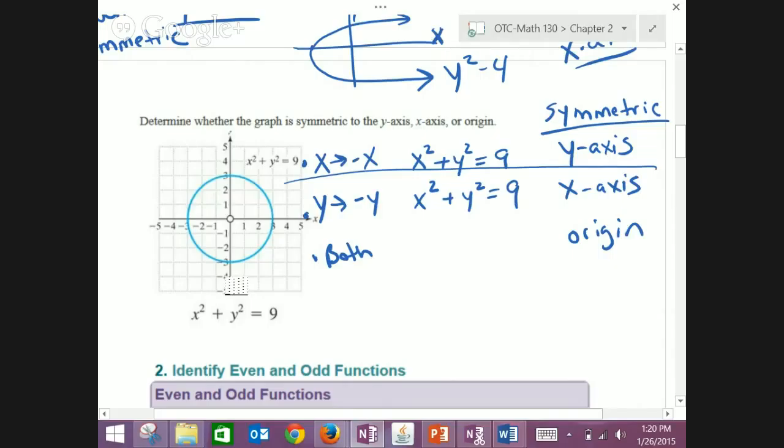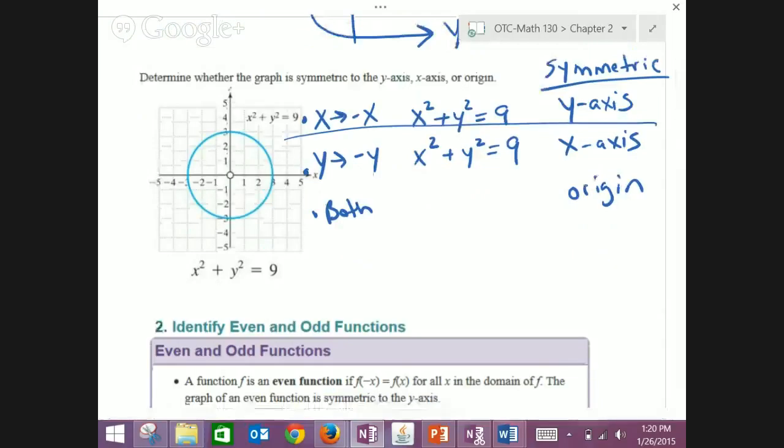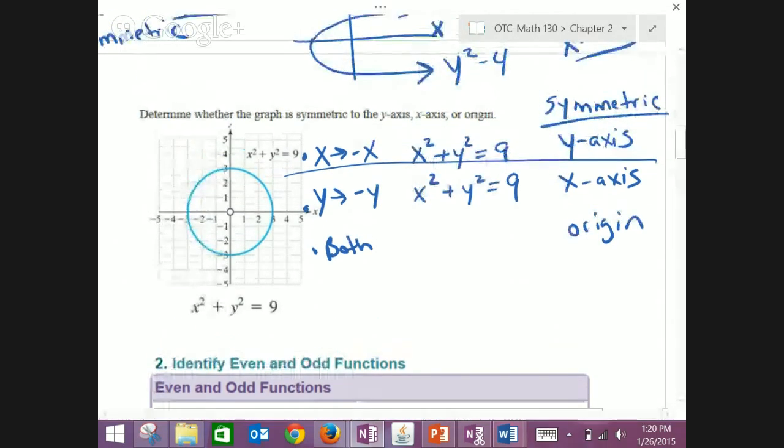That happens later on. You said that would be an origin? This would be both too. It would be all three. Yeah, it's the y-axis, the x-axis, and the origin. So both is never a function either, right? No, it could be like x cubed. Okay. X cubed would be the origin, because you have to plug in both x and y.